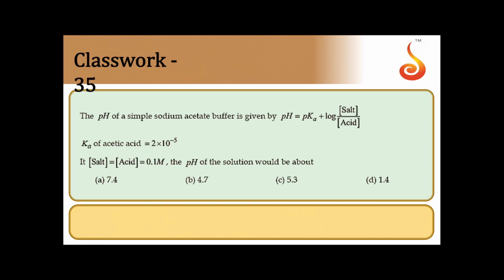9.6. Then 35. The pH of a simple sodium acetate buffer is given as pH equal to pKa plus log of salt by acid, and Ka is given to us. Now if the salt is equal to acid is equal to 0.01 molar, what is the pH of the solution? First of all, we need to find the value of pKa. Ka is given to us as 2 into 10 to the power of minus 5. From this we can get the value of pKa. pKa is equal to 5 minus log 2, and log 2 is 0.3010.